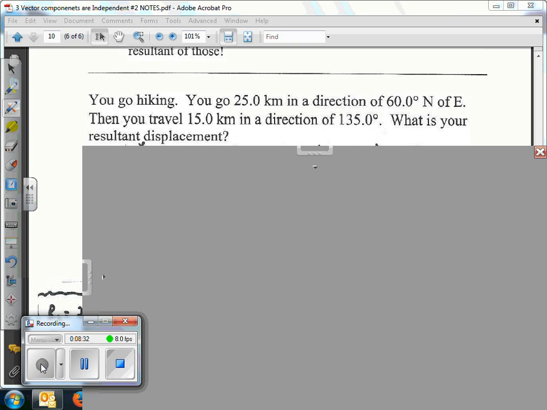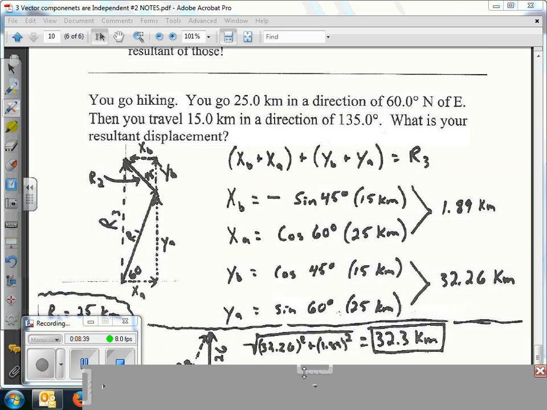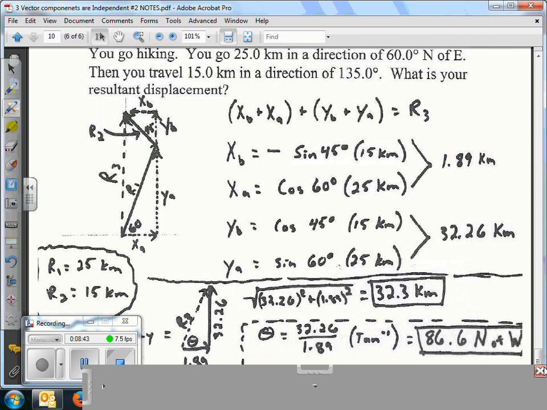Okay, here's one more question here for you. If you guys want to try to put this together. Okay, let's reveal the answer. It may be right, it may be wrong. But what we got here was 30. I have a feeling this one's right because I wrote it. 32.3 kilometers at 86.6 degrees north of west. Is that what you guys got?